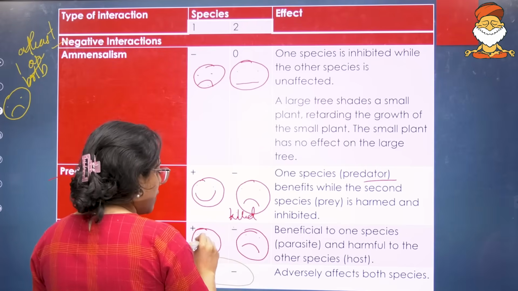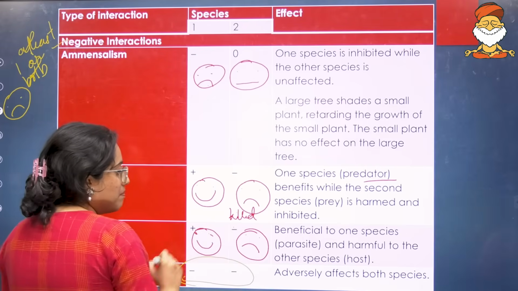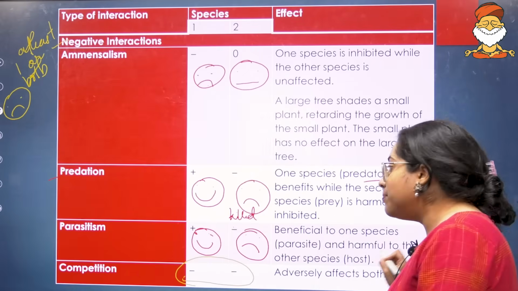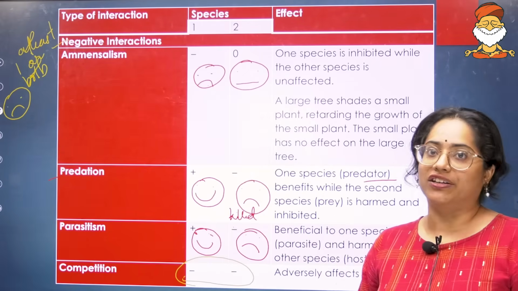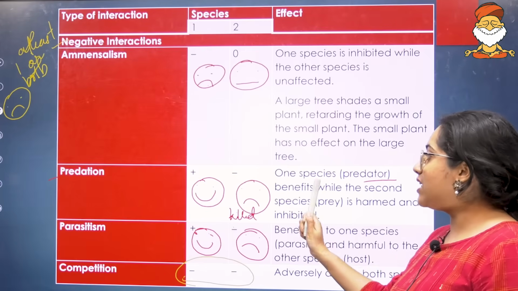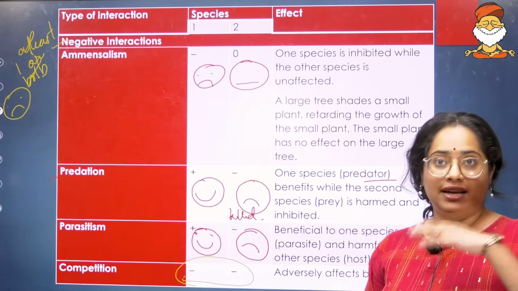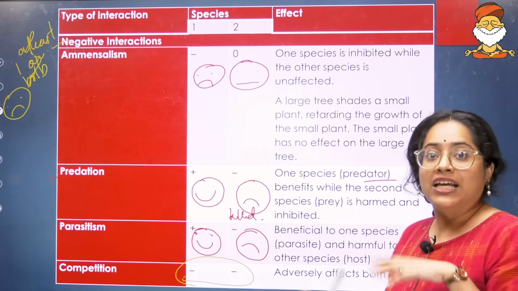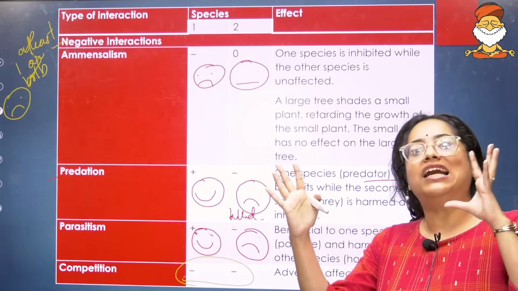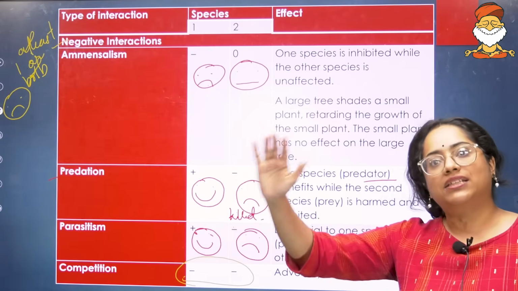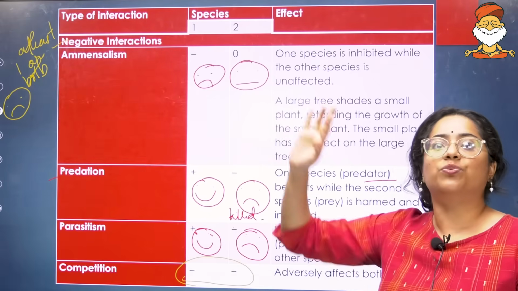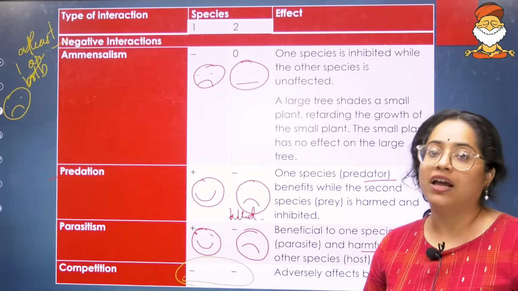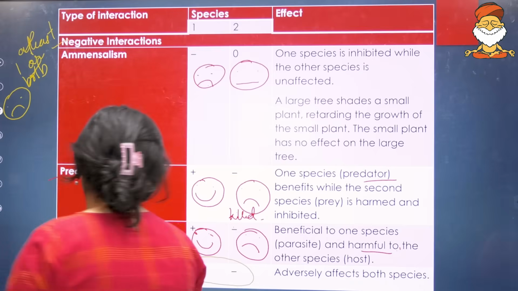The parasite is having a good day, but the host is inhibited, the host is harmed, but the host is not killed over here. Okay, in predation it becomes a bad thing because the other organism is killed off. It's completely destroyed. Here it's not completely destroyed in one go. In very gradual stages, it is getting harmful for the species. And finally, competition, as we had discussed.